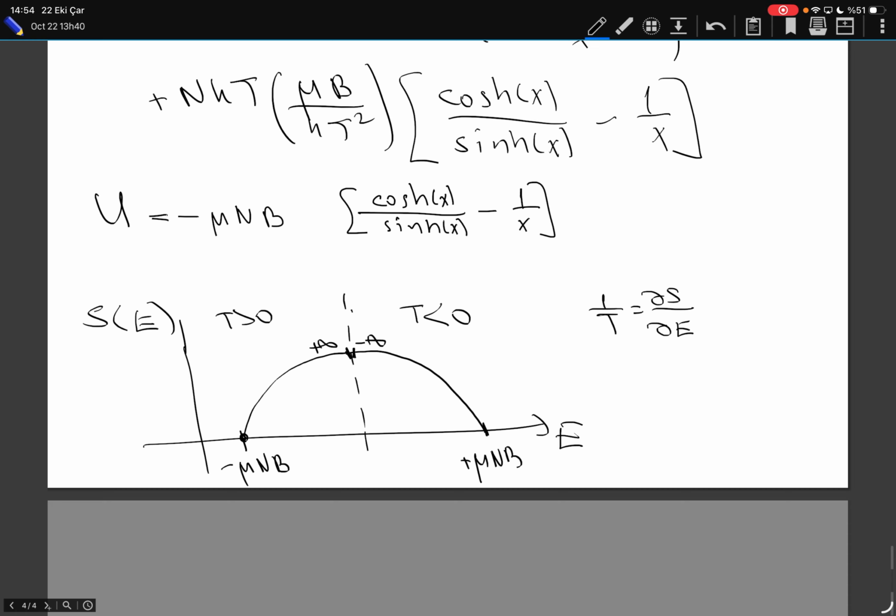You see, the temperature makes a jump, but that's not really a discontinuity because energy just increased by a very small amount.